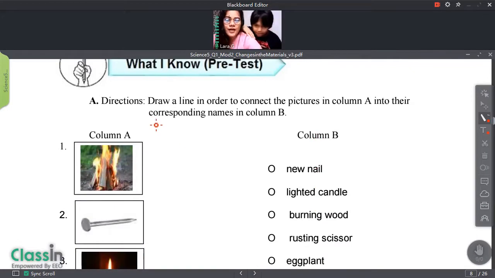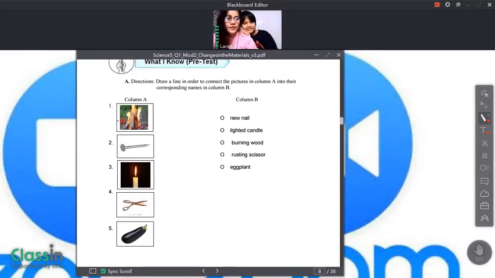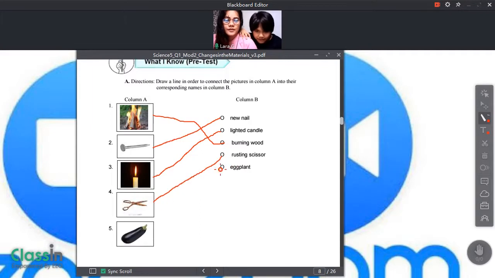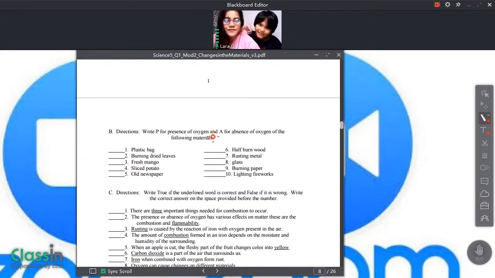Now, draw a line in order to connect the pictures in column A to their corresponding columns in column B. So, let's just make it. Okay, you answer. New nail. Lighted candle. Burning wood. Rusting scissor. Eggplant. Okay, it's so easy. So correct. And write B for presence of oxygen and A for absence of oxygen of the following materials.